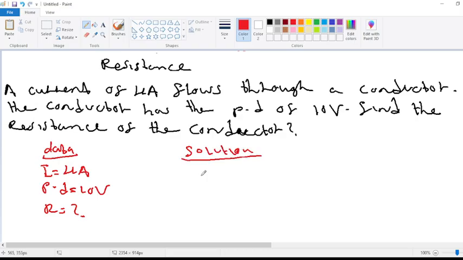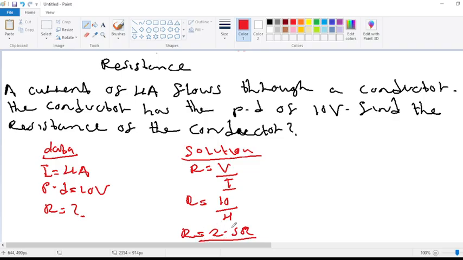For the solution, we go with the formula R equals V over I, or V equals IR. What is our R? We don't know. Then what is the PD? In volts, that's 10, over what is the current? That's 4 amps. So our resistance equals 10 divided by 4, and you are going to have 2.5 ohms.